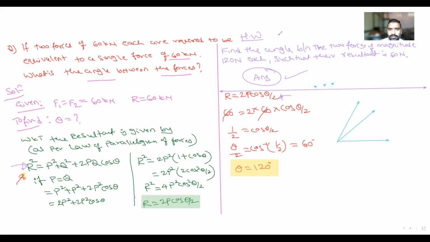Here P is equal to 50 Newton force. Q is equal to 80 Newton force. This is the resultant, which is asked, and this alpha is also asked. This theta is given as 30 degree. All of you have to try this one. This is also for homework.